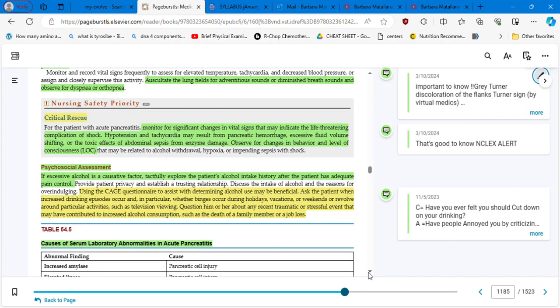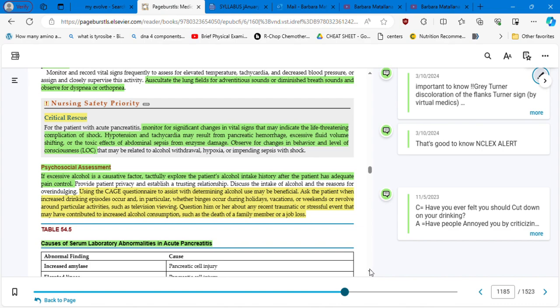NCLEX alert. In acute pancreatitis, auscultate the lung fields for adventitious sounds. That's very important. Now, critical rescue, monitor for significant changes in vital signs that may indicate the life-threatening complication of shock. Hypotension and tachycardia may result from pancreatic hemorrhage, excessive fluid volume shifting, or the toxic effects of abdominal sepsis from enzyme damage. Observe for changes in behavior and level of consciousness. Of course, if we have a patient that is having hypotension and tachycardia.